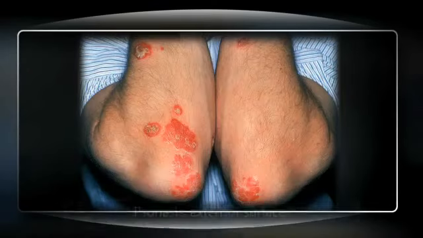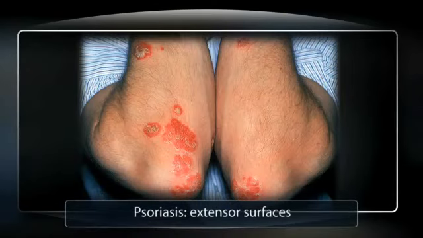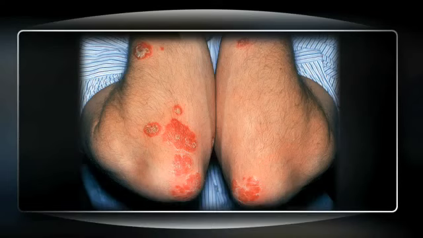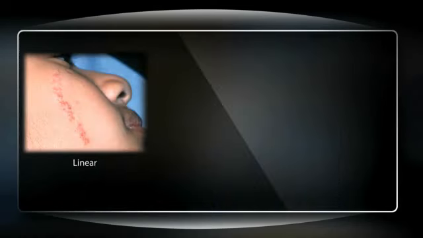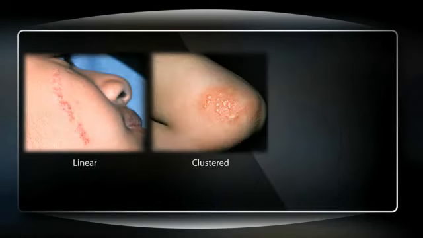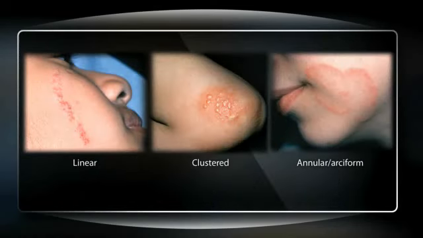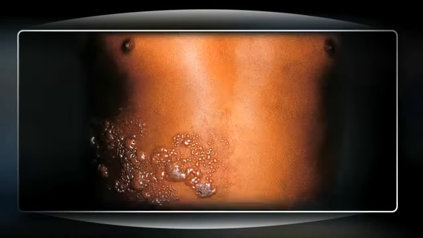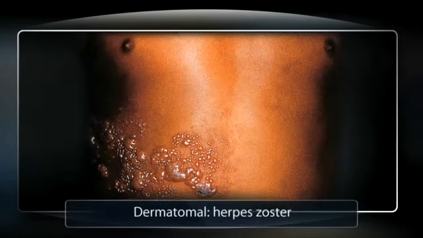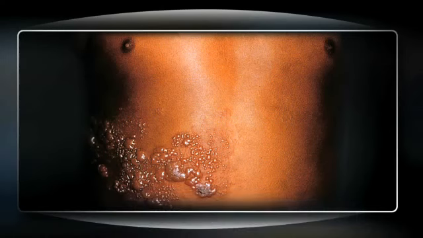If possible, find and inspect representative and recent lesions that have not been traumatized by scratching or otherwise altered. Note their patterns and shapes. Are the lesions linear, clustered, annular, that is, in a ring, arciform, that is, in an arc, or dermatomal, meaning covering a skin band that corresponds to a sensory nerve root? Finally, note the color of the lesions.